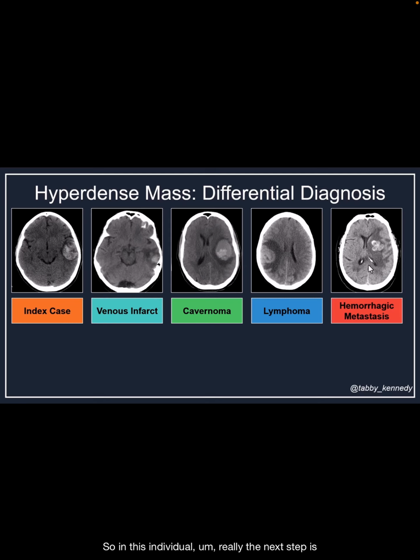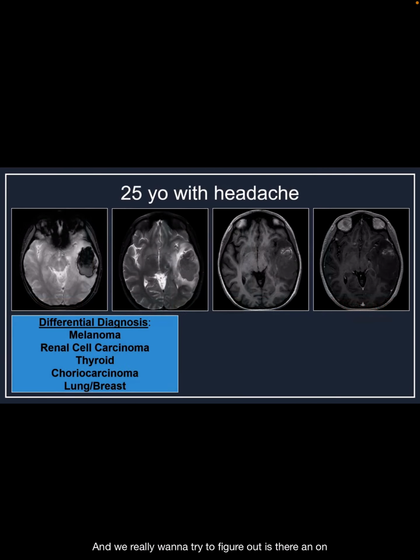So in this individual, really the next step is to do a brain MRI. We want to figure out, is there an underlying lesion associated with that hematoma? Oftentimes it can be hard to assess, particularly in the acute setting, trying to look for any additional areas of enhancement. The tough thing is that the hematoma itself can mask the underlying lesion.